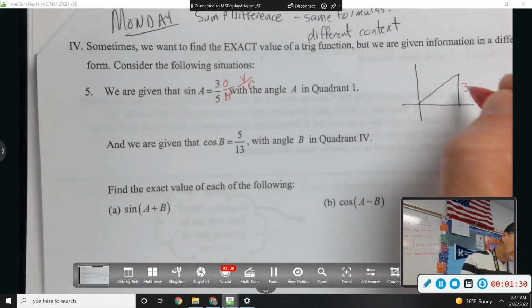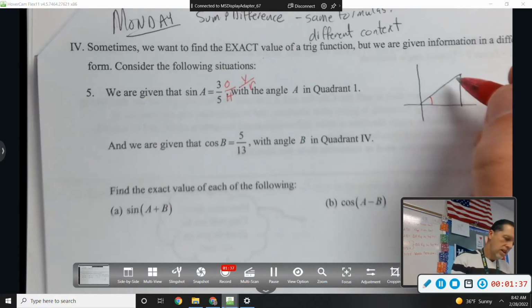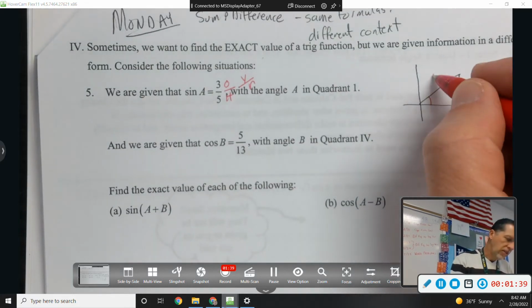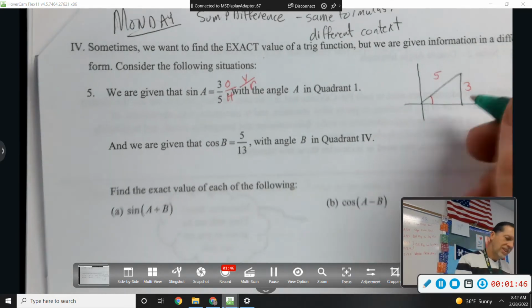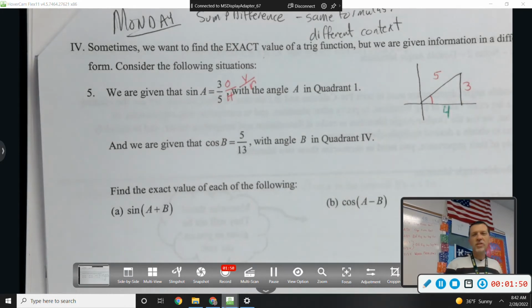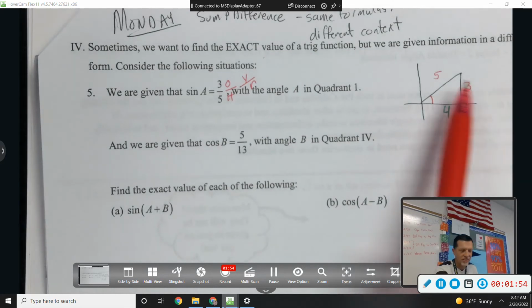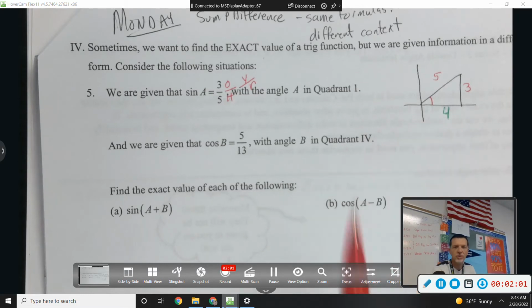So opposite is 3, because the angle is always at the origin. So the opposite is always the Y side. Hypotenuse is always the R, that's 5. Oh, and they gave us a nice one here, because the missing side, it's a 3, 4, 5. If for some reason you didn't remember 3, 4, 5, or more likely if they give you one that's not a nice one, how would you find that missing side? A squared plus B squared equals C squared.